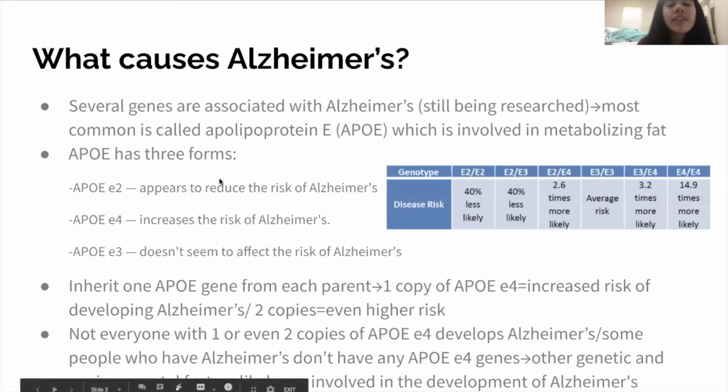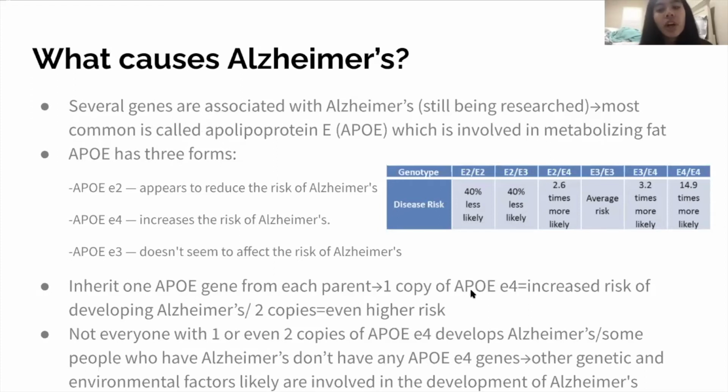So there are several genes that are associated with Alzheimer's, and this is something that's still being researched. But the most common is called apolipoprotein E or APOE, and it's normally involved in metabolizing fat. So it has three forms. The first one reduces the risk of Alzheimer's, the second one increases the risk, and the third one doesn't affect it at all. So you inherit one APOE gene from each parent.